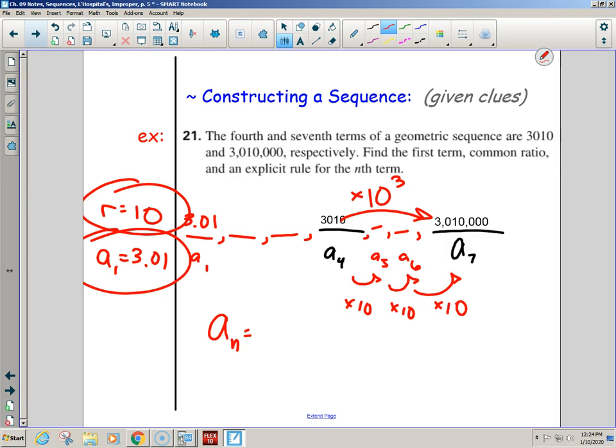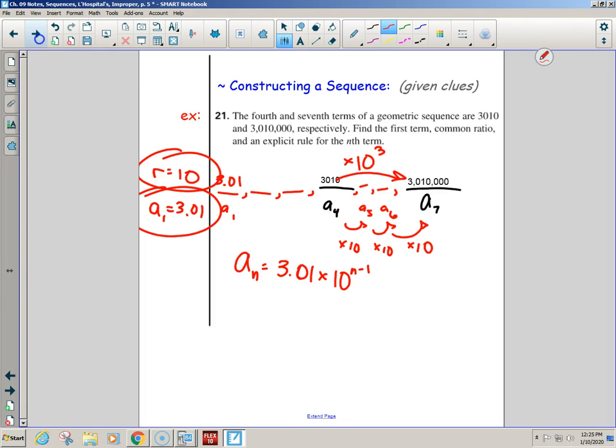A sub n minus 1 times 10. Nope. I want the explicit rule. 3.01 times 10 to the... Now, pause. Do you see that this would be the exact same thing as 0.301 times 10 to the n? Isn't 10 to the n minus 1, isn't that 10 to the n all over 10, and this divided by 10 would just move it one more place?